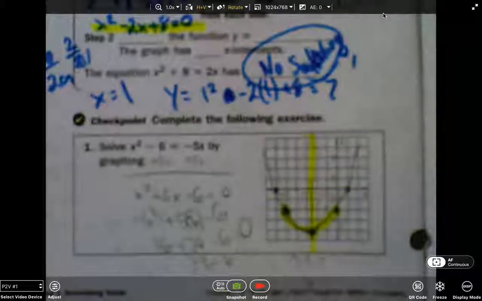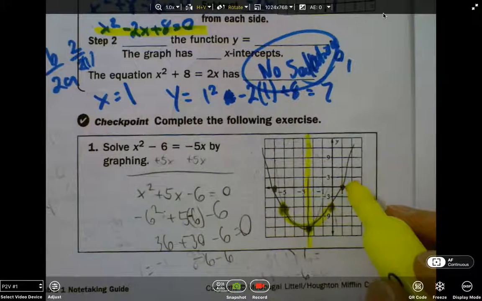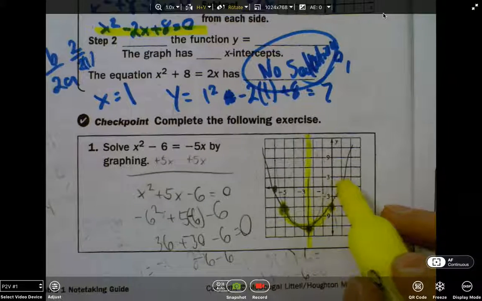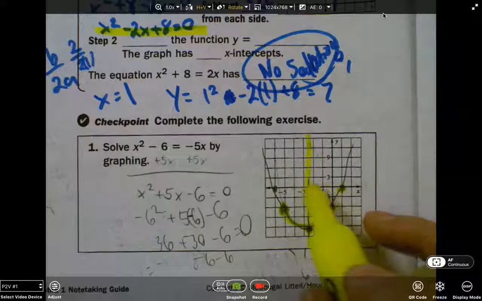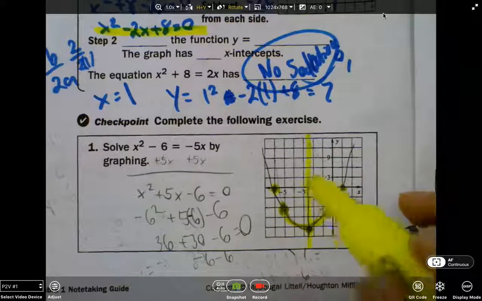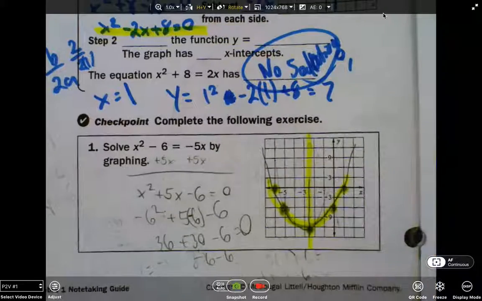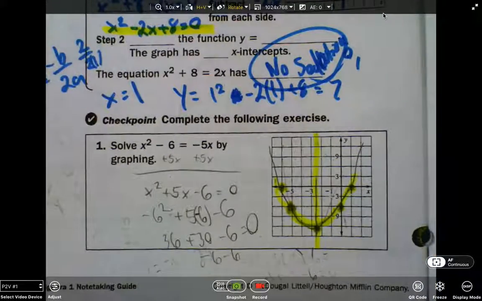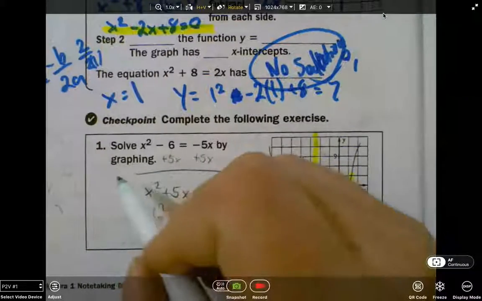And because of my line of symmetry, I have 1, 0 here, and then that's half, 1, 2, 3.5 units that way, 3.5 units here. That's negative 6, 0.